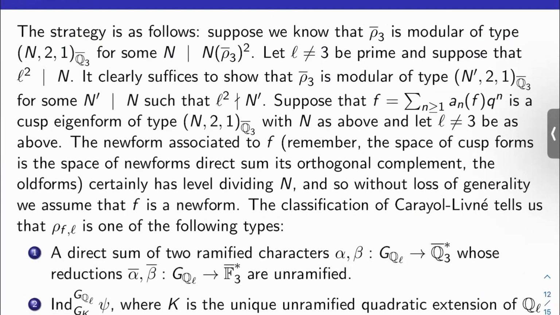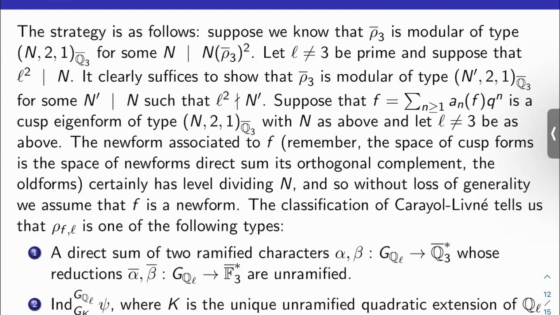So the strategy is as follows. You know rho bar 3 is modular of type (N, 2, 1) over Q_3 bar for some N that divides N of rho bar 3 squared. Let l be a prime that isn't 3, and suppose that l squared divides N. It suffices to show that rho bar 3 is modular of type (N', 2, 1) over Q_3 bar for some N' dividing N such that l squared doesn't divide N'. Because if you prove that, then for each prime l you can get rid of the extra copies, and you're down to N of rho bar 3, or 3 times N of rho bar 3, because what happens at p when you're flat versus not flat is different.